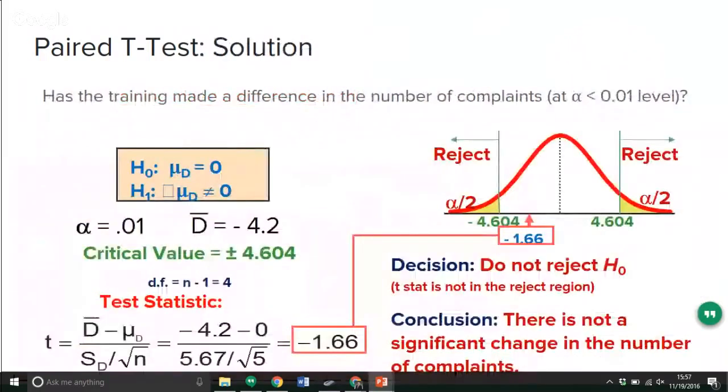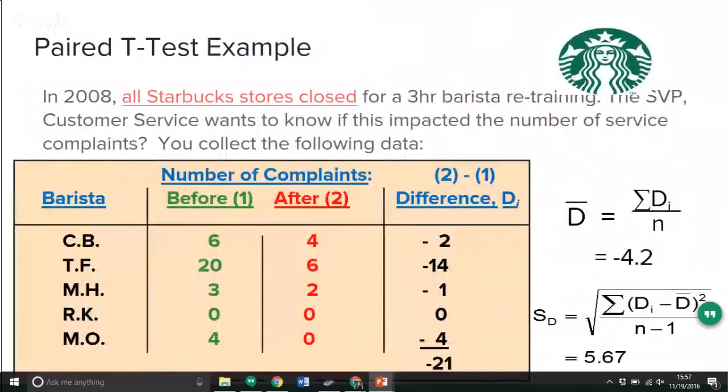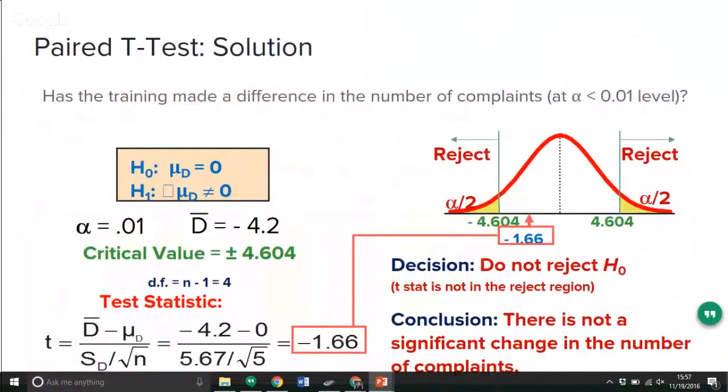So we use the paired t-test. We find that the D bar, the average difference, is negative 4.2. Great, that's a little bit different than the negative 21 we had. We could change our alpha to 0.01, so we want a little bit more certainty. Again, we could divide it by 2 to do a two-tailed test, but we're not going to deal with that right now.